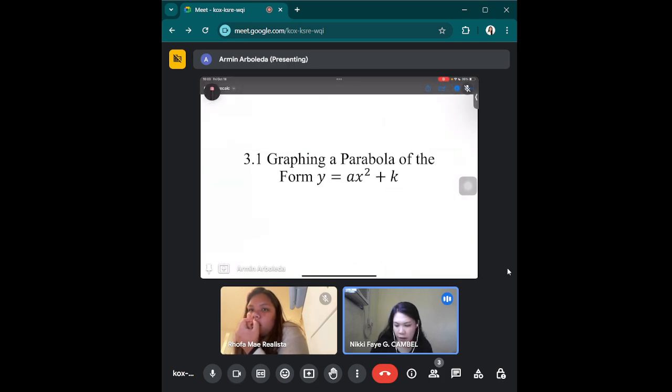Okay, so we have your next lesson. This one is graphing a parabola of the form y is equal to ax squared plus k. So, ano yung pinagkaiba sa previous lesson? Yung previous lesson mo is just this one or this one, x squared plus k. Yan yung previous lesson mo. This time, we have the additional a.